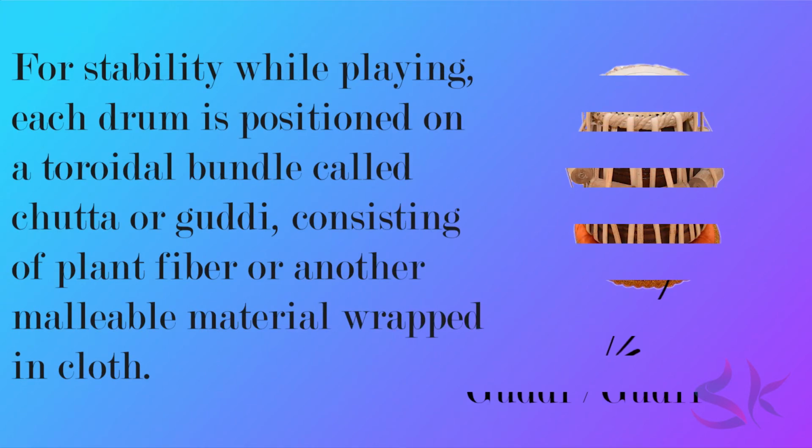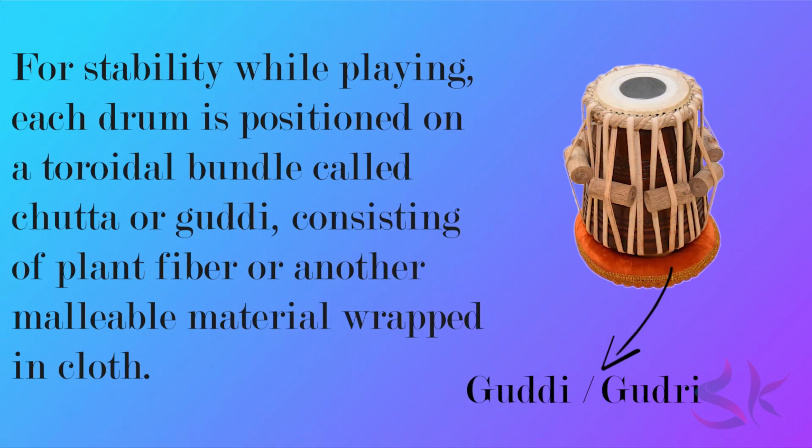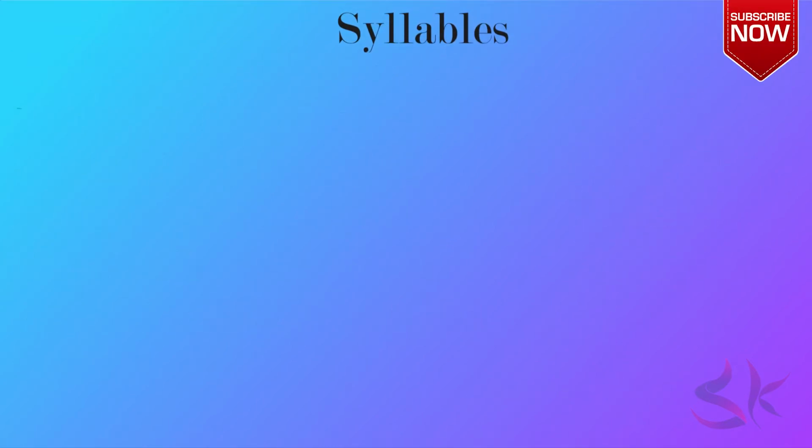For stability while playing, each drum is positioned on a toroidal bundle called guddi, consisting of plant fiber or another malleable material wrapped in cloth. Now we are going to learn the syllables required to play tabla. At first, we will give you the syllables of the right hand.